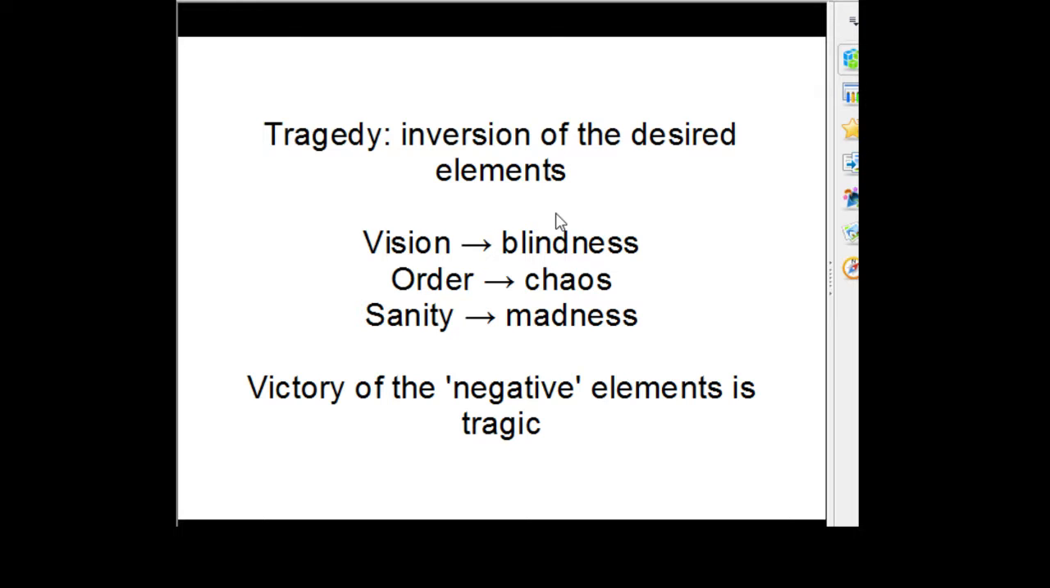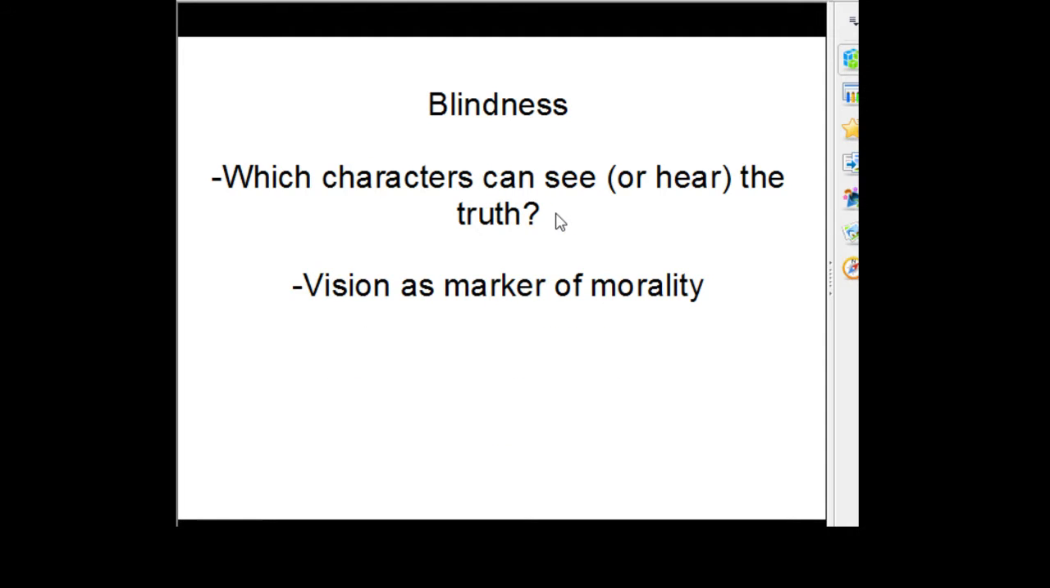So tragedy can also be seen as an inversion of the desired elements. We want people to have vision. We want there to be order, and we want there to be sanity, which is a kind of intellectual order. If our mind is ordered, then we're a sane person. And so tragedy is when the other elements start to take over. We don't want them to win. We don't want blindness to be the main motivating factor in people. We don't want chaos to be the thing that is in charge. We don't want people to descend into madness. So if there's a kind of victory of these negative elements, then we perceive this as tragic. Blindness will come up so much.